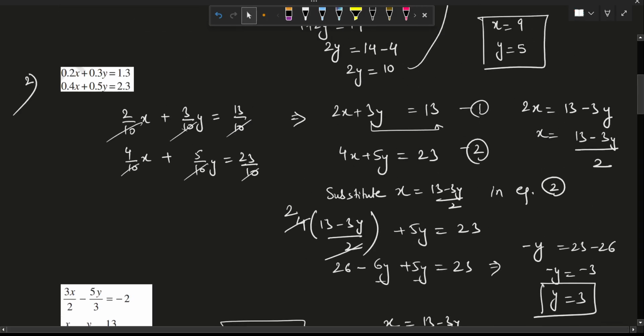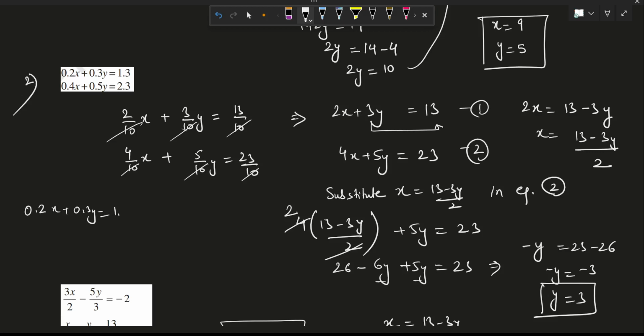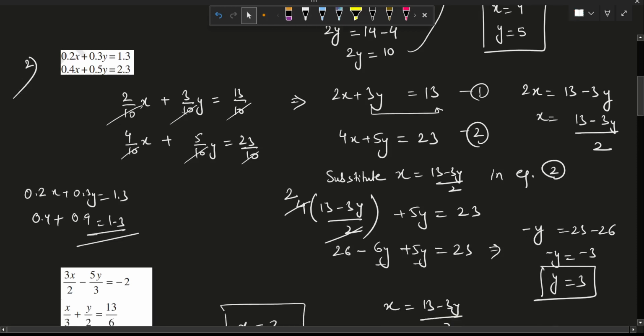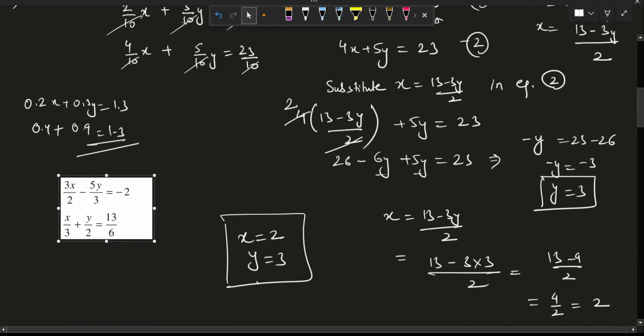You can also check when you put x as 2, that's 0.4, y as 3, that's, let's say, 0.2x plus 0.3y. You can check your solution. X is 2, so 0.4, y is 3, so 0.9, which comes to 1.3 only. So your solution is also correct. I hope this is clear. Now let's move to the next question.